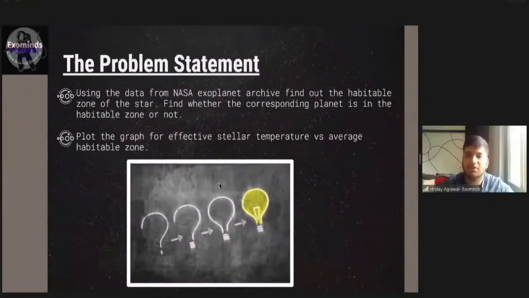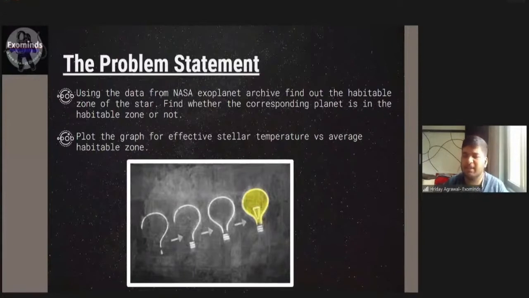So, we were talking about exoplanets and we named ourselves Exominds. So, what basically is an exoplanet? An exoplanet is basically a planet which is not in our solar system and belongs to a foreign star. Now, let's talk about the most interesting part of our project, that is our whole GSS program. That is our problem statement.